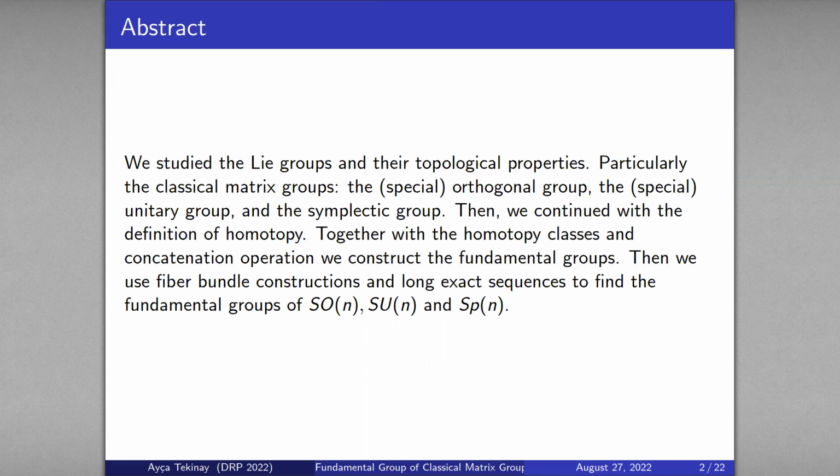Our classical matrix groups are the special orthogonal group, the special unitary group, and the symplectic group. Also, we will continue with the definition of homotopy, and together with the homotopy classes and concatenation operation, we will construct the fundamental groups. Then to find the fundamental groups of these certain groups, we will use the fiber bundle constructions and the long exact sequences.